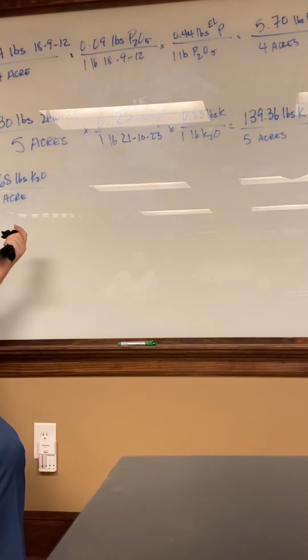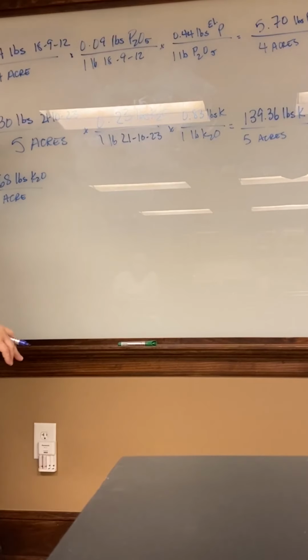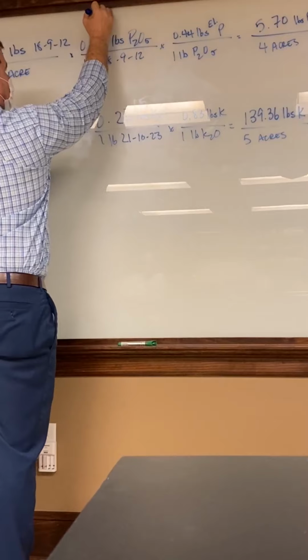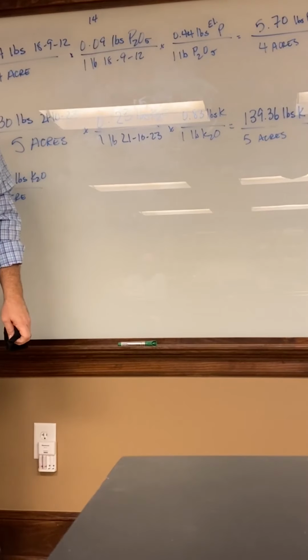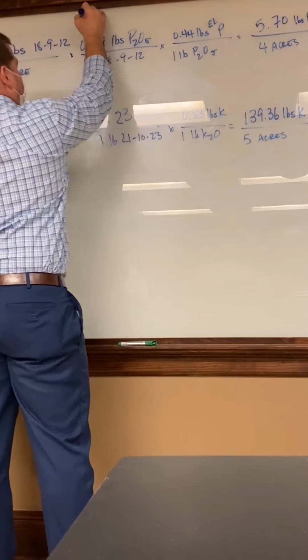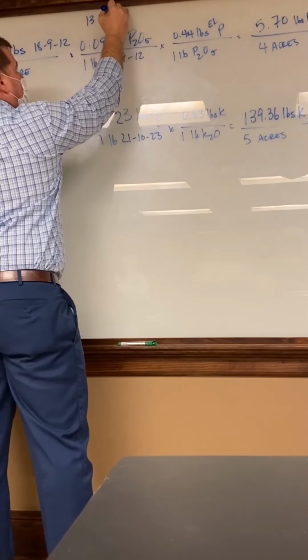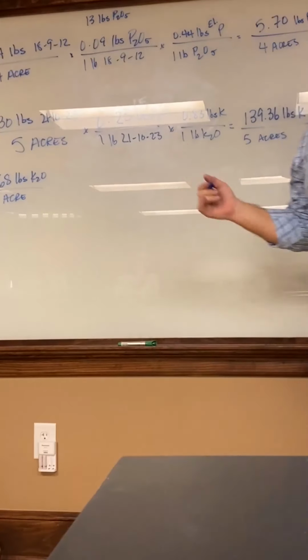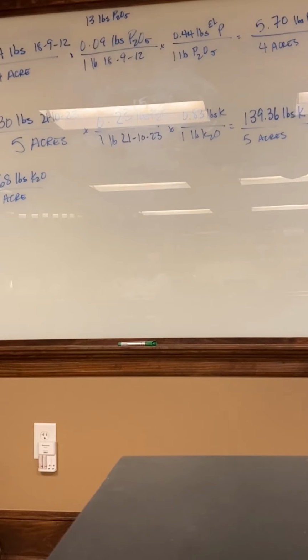That's a common rate. Okay, let's do this up here. Do 144 times 0.09. That's 12.96. Now let's just make that 13. A soil test recommends applying 13 pounds of P2O5 per acre.